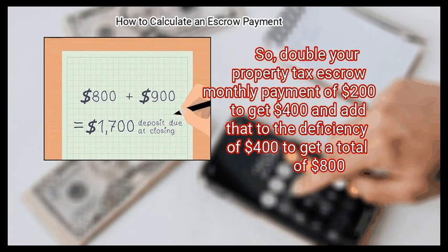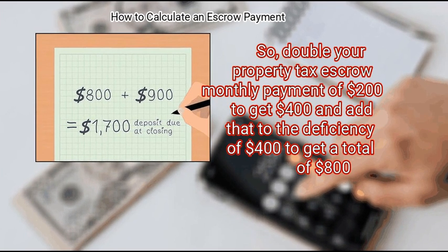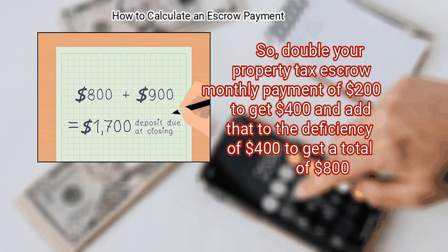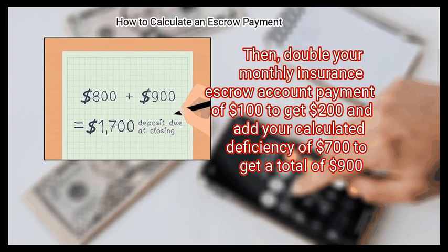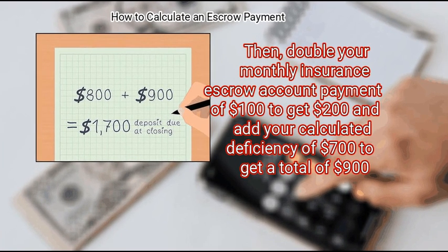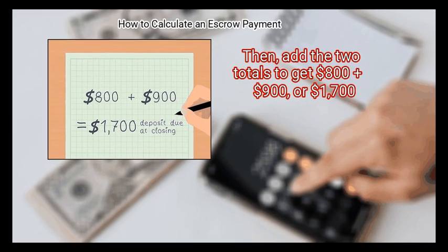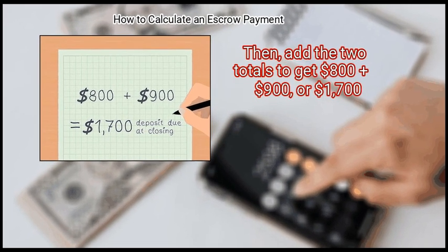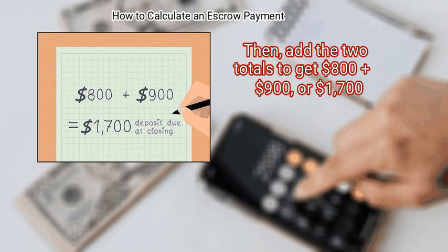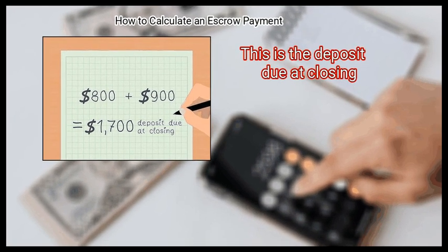So, double your property tax escrow monthly payment of $200 to get $400 and add that to the deficiency of $400 to get a total of $800. Then, double your monthly insurance escrow account payment of $100 to get $200 and add your calculated deficiency of $700 to get a total of $900. Then, add the two totals to get $800 plus $900, or $1,700. This is the deposit due at closing.